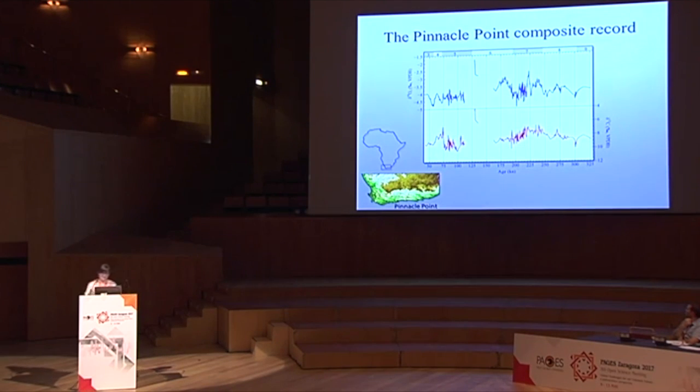So here are my records. These are actually composite records of a total of 12 samples from 2 cave sites at Pinnacle Point. And we can see there's quite some variability. The delta 13C, if we for a second ignore this little peak there, has more or less stable amplitude throughout the record.